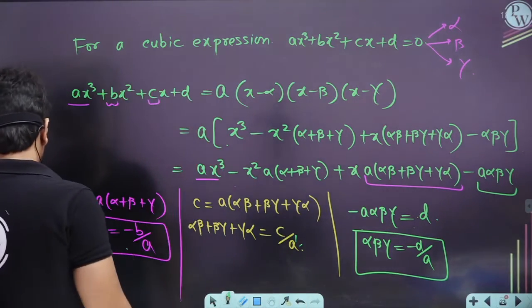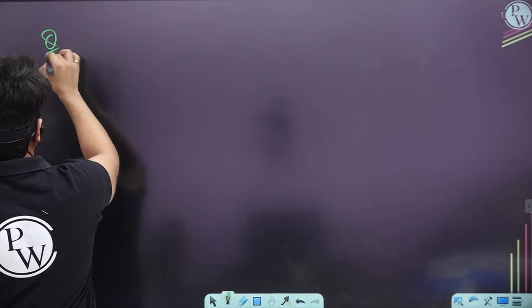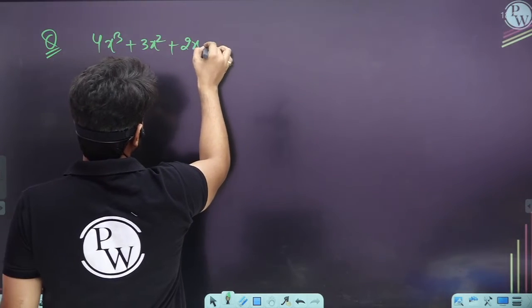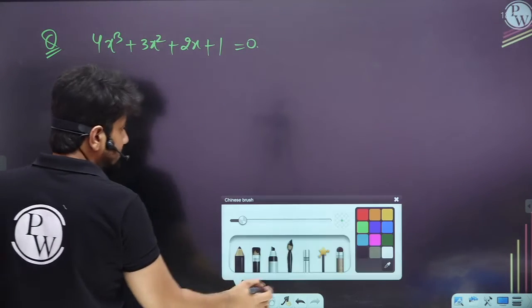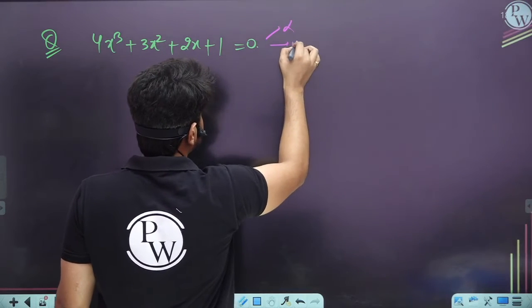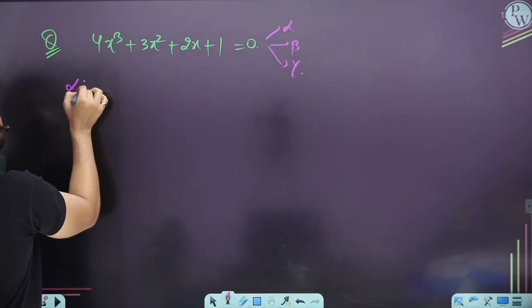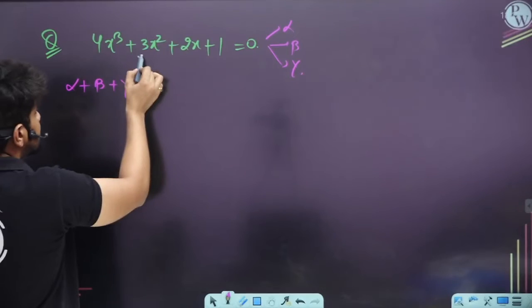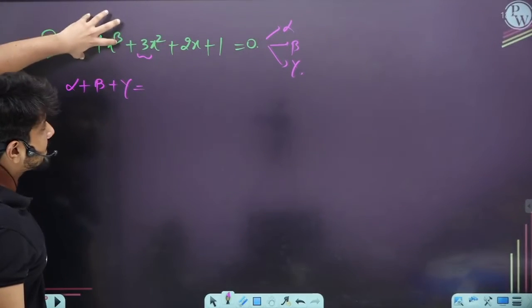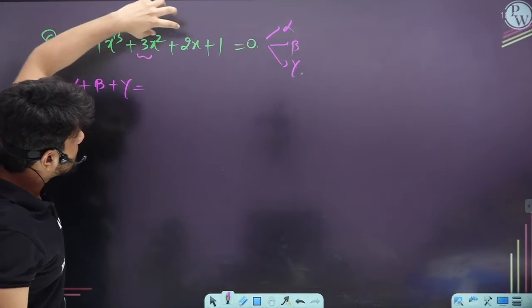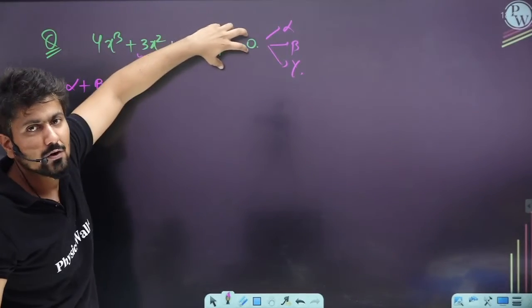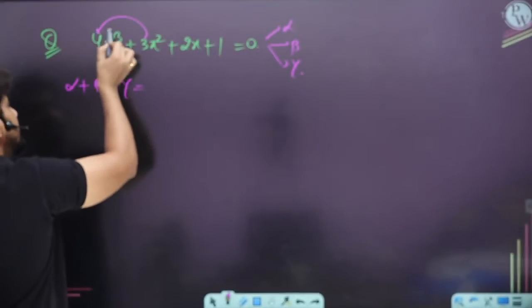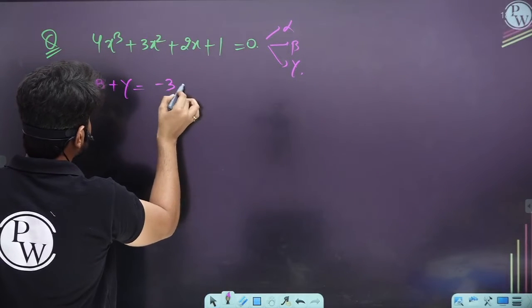For example, if I give you a cubic equation, 4x cube plus 3x square plus 2x plus 1 equal to 0. If I ask you that its roots are alpha, beta, gamma, then what is alpha plus beta plus gamma? That will be minus b by a. A is the coefficient of x cube, b is the coefficient of x square, c is the coefficient of x, and d is the constant term. So you can see a, b, c, d, right? So minus b upon a, it will be minus 3 upon 4.